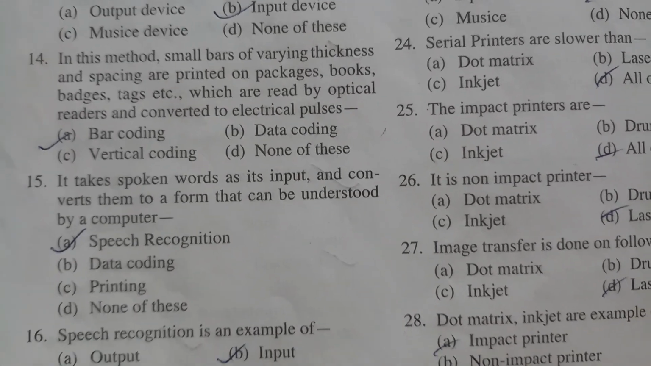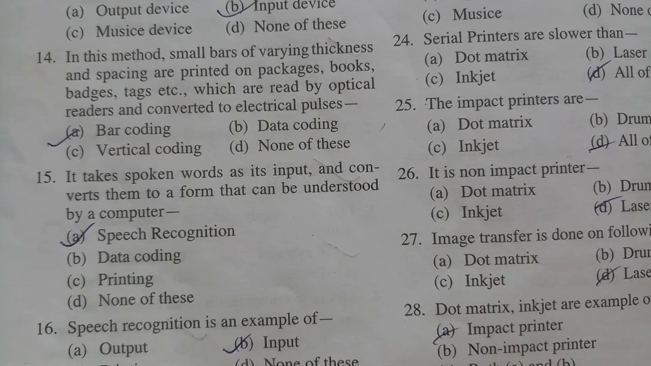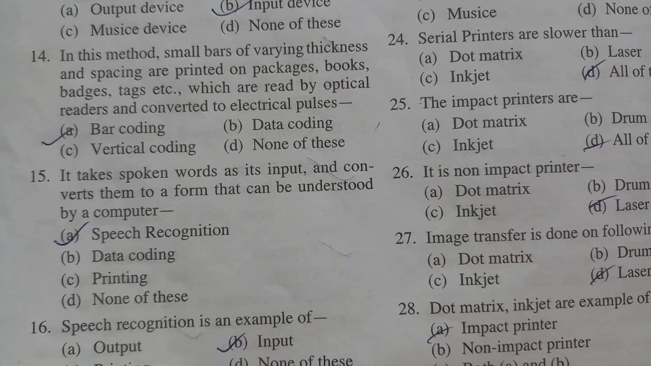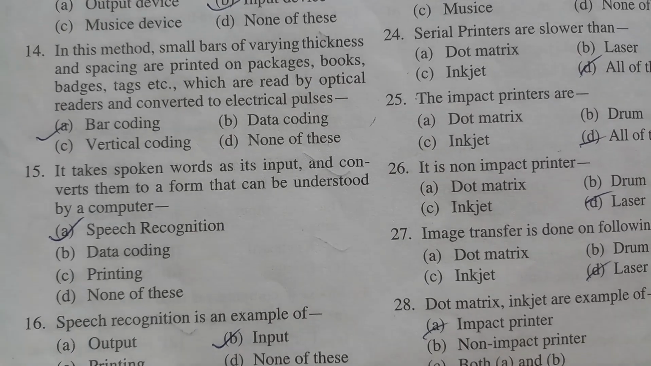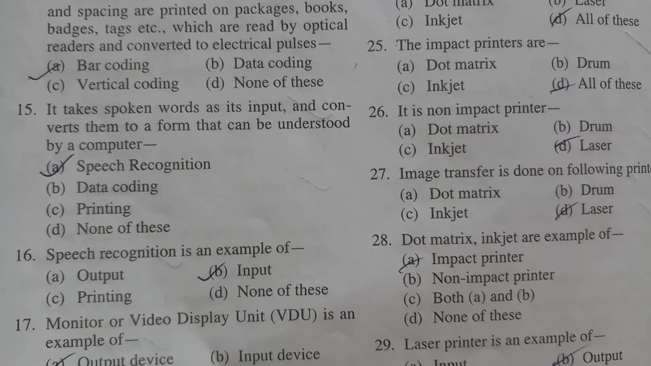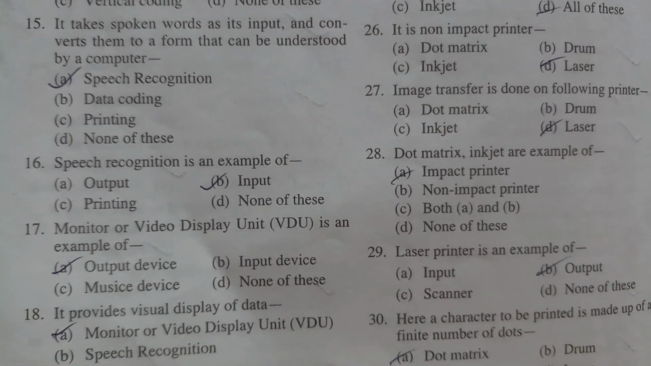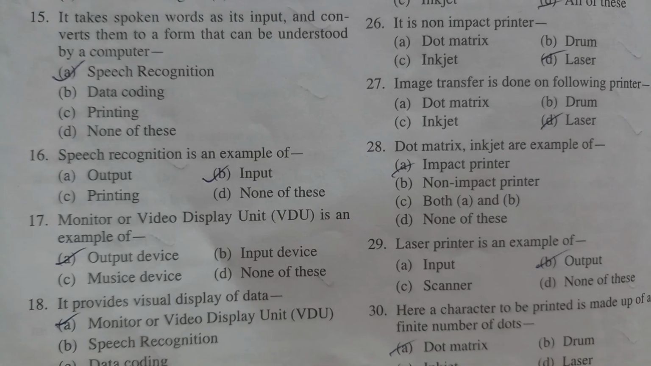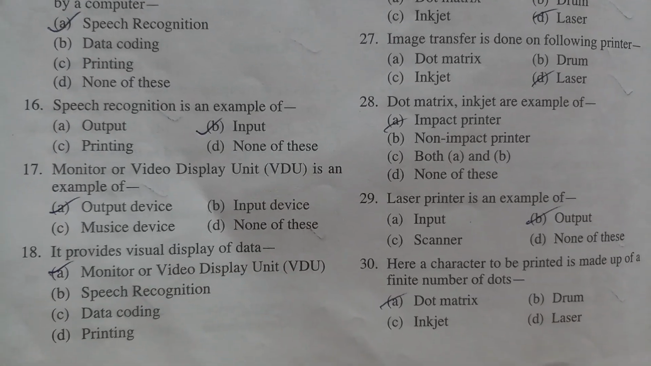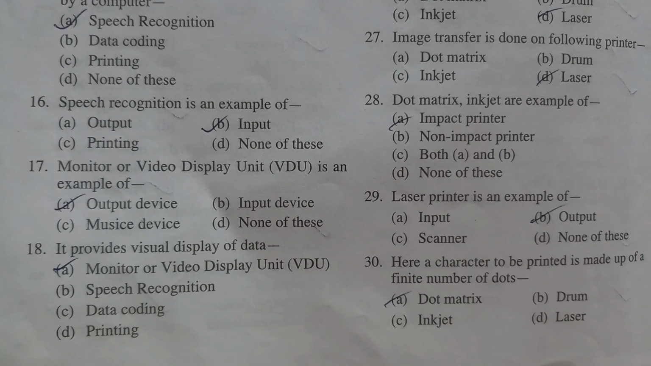Answer barcoding. It takes spoken words as input and converts them to a form that can be understood by a computer. Speech recognition, data coding, printing, none of this. Answer speech recognition. Speech recognition is an example of output, input, printing, none of this. Input. Monitor or video display unit. VDU is an example of output device, input device, music device, none of this.